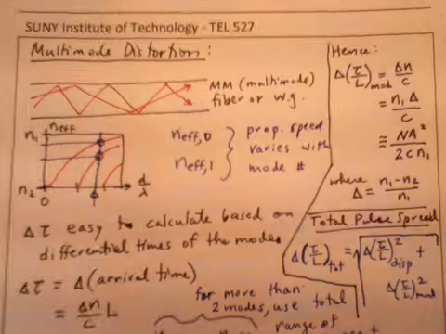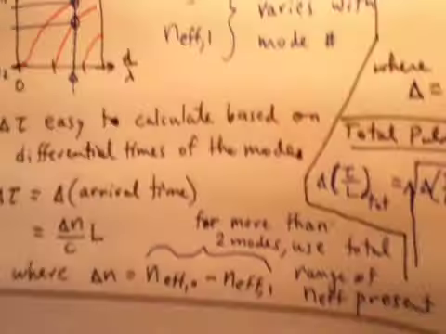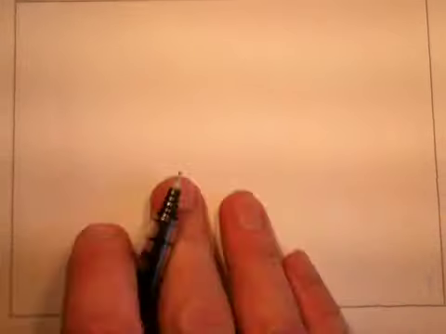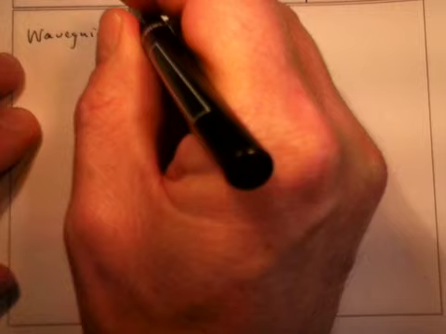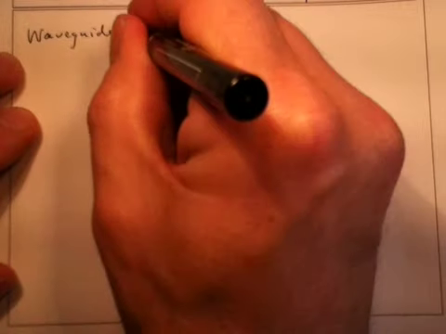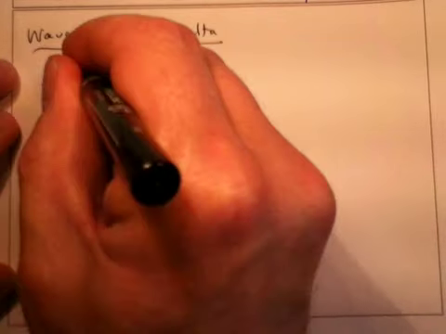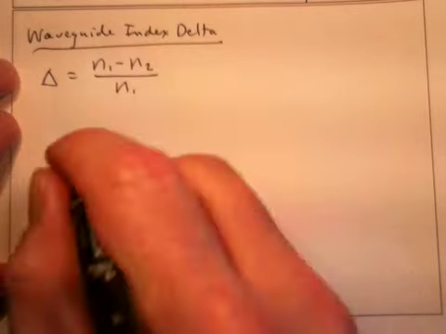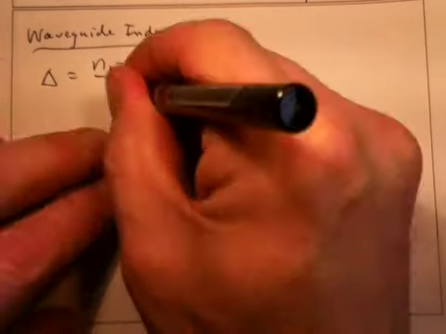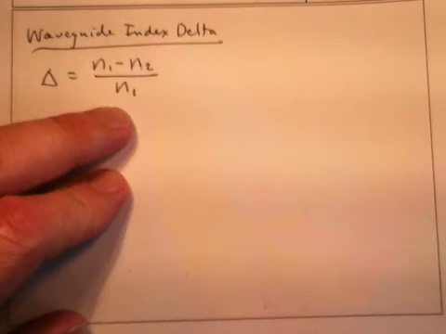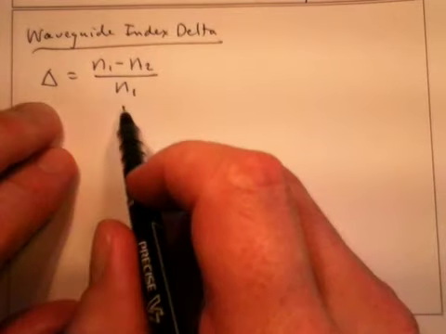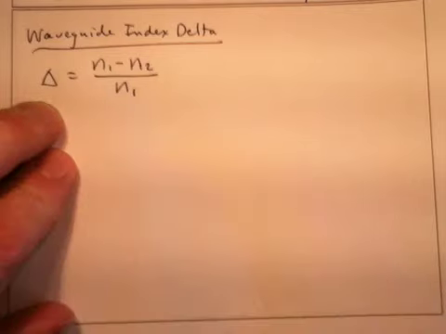Okay, let me show you a very quick little derivation here that may be of use to you in your homework problems. We call the waveguide index delta. Delta is n1 minus n2 all over n1. So this is the relative refractive index difference. Okay, so this is the relative delta.